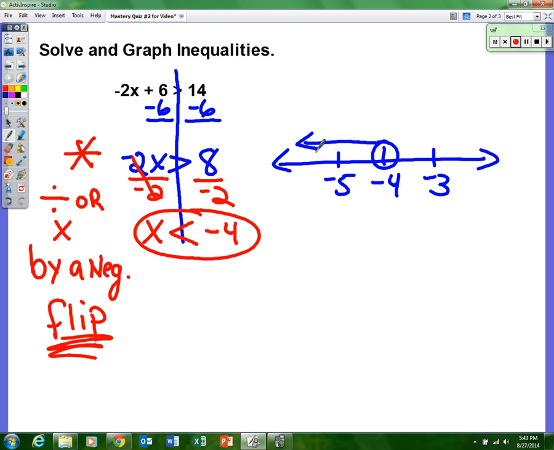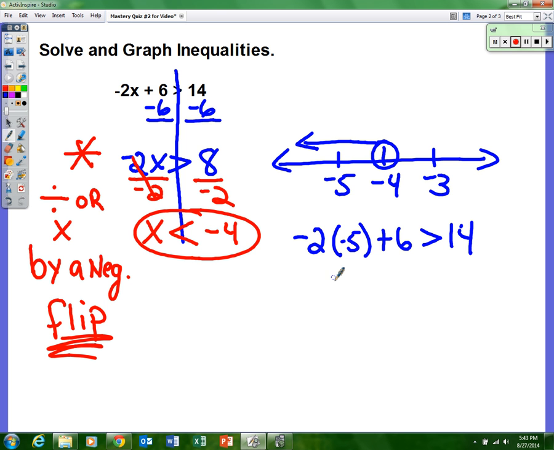Okay, so I'm going to go ahead and pick. Now remember, negative 4 is not a solution because it's an open dot. But negative 5 should be a solution. So what I'm going to do is plug it in. So negative 2 times negative 5 plus 6. Okay, that better be greater than 14 when I'm done.